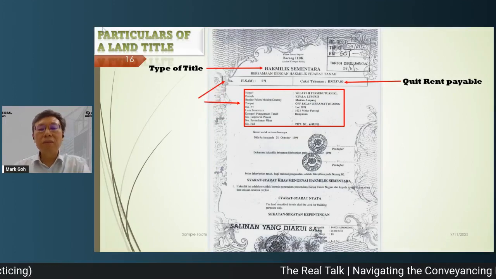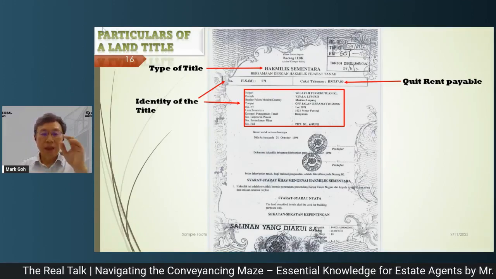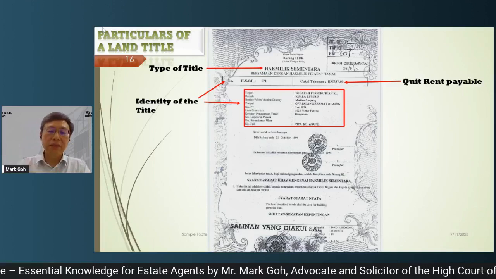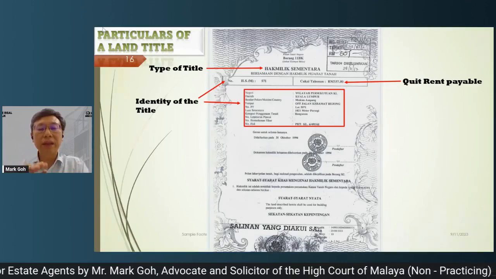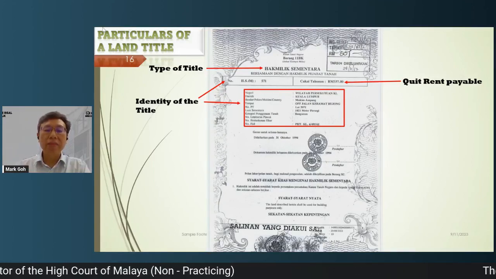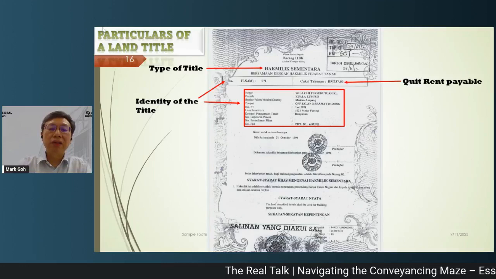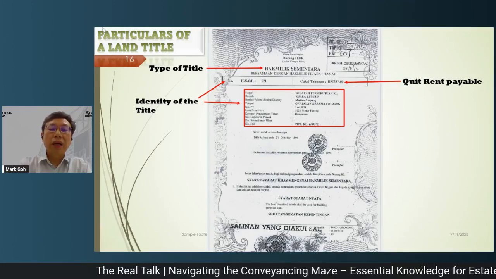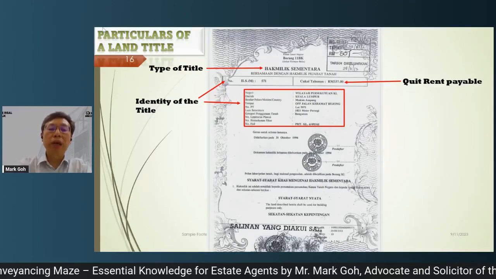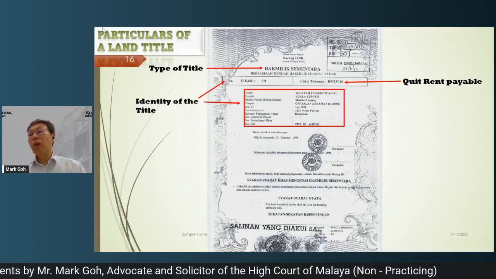This hak milik sementara mukim is actually the identity of the title. It is equivalent to your IC. Your IC number is the same as this. This identifies what the title is. So this land is called HSM 571. It is found in lot 5071. And where is it? It is off Jalan Keramat, Mukim Ampang, Daerah Kuala Lumpur, Wilayah Persekutuan. That is how you identify the title.